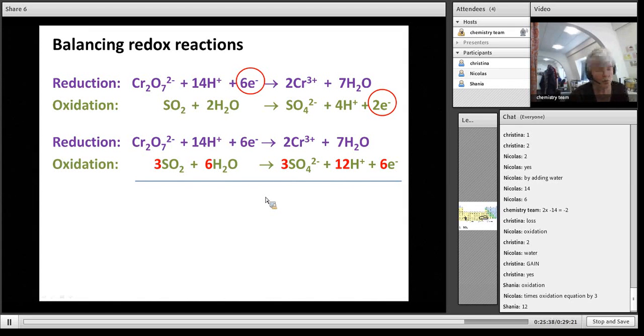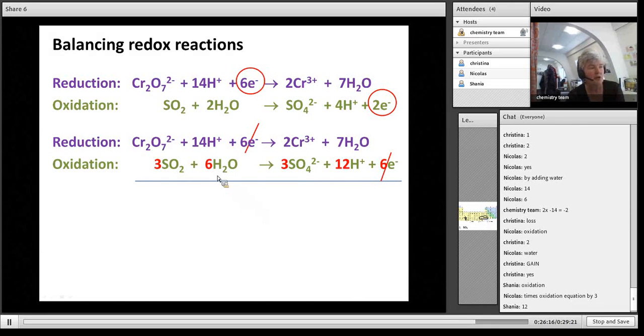Now we have to add them up. But you've got to make sure your final equation doesn't have things on the left-hand side being repeated on the right-hand side or doubled up. You want everything to the simplest, cleanest form. So can you see we've got water on the left-hand side and we've got water on the right-hand side? We've got hydrogen ions on the right-hand side and we've got hydrogen ions on the left-hand side. So we have to cancel out as much as possible. Now the electrons cancel out. If they don't cancel out, you made a mistake. They have to cancel out.